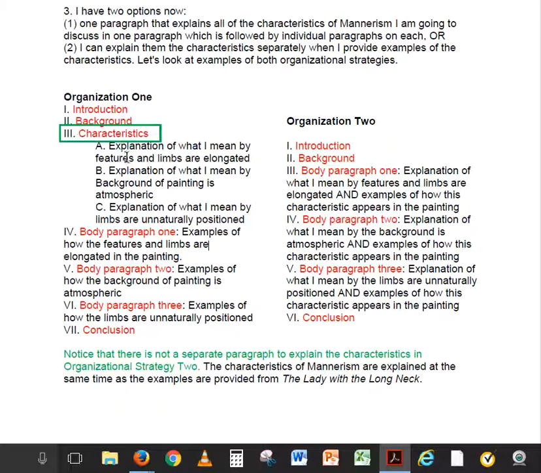So in this first outline, I would probably have an entire paragraph, and this is what I did in the Starry Night Van Gogh sample: I explained all of the characteristics of Mannerism at one time, in one paragraph. So I explain what I mean by limbs and features being elongated, what I mean by the atmospheric background, and what I mean by the unnatural positioning of the limbs in the paintings. Those are my characteristics. How would I know that this is an example of a Mannerist painting? Well, these are three of the characteristics that should be there.